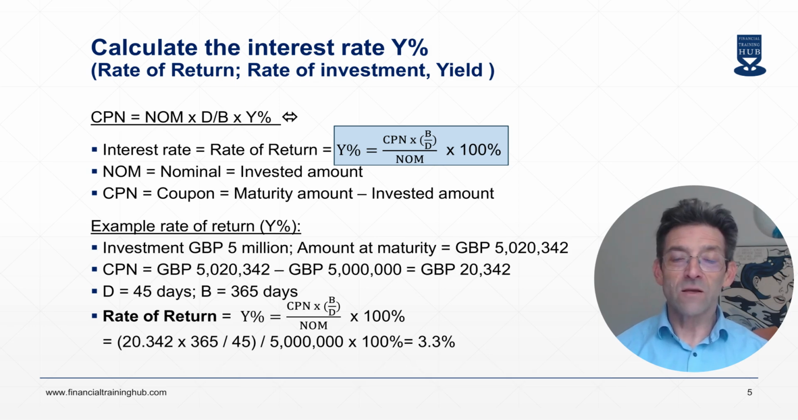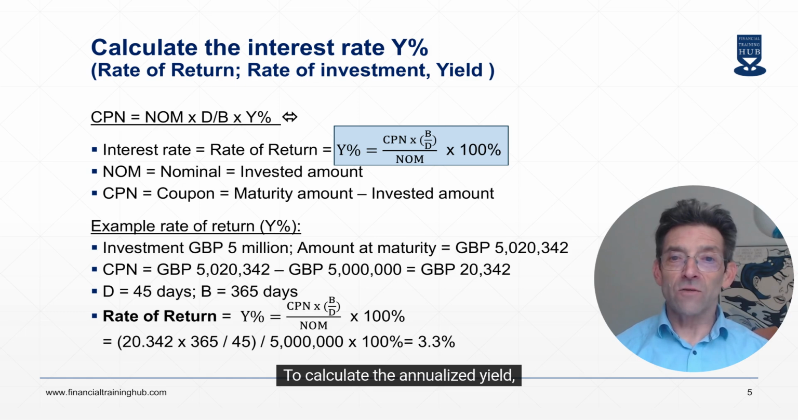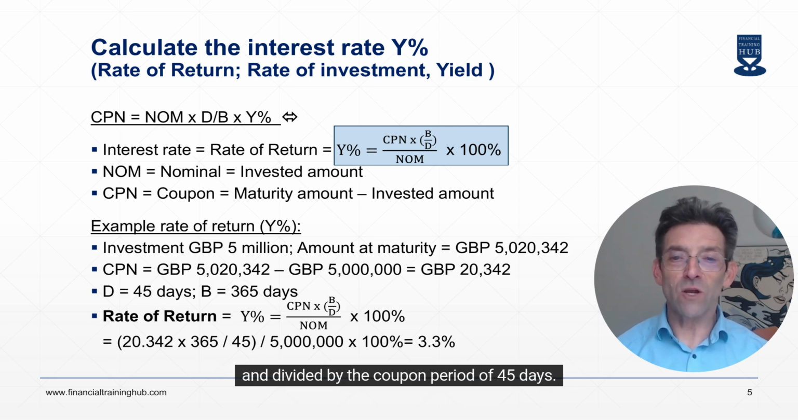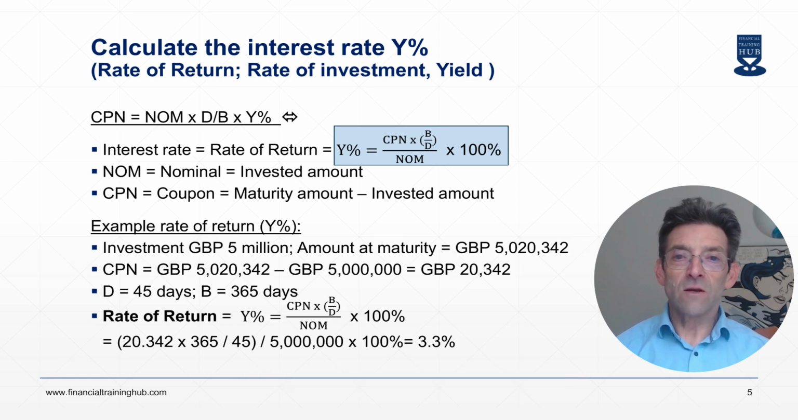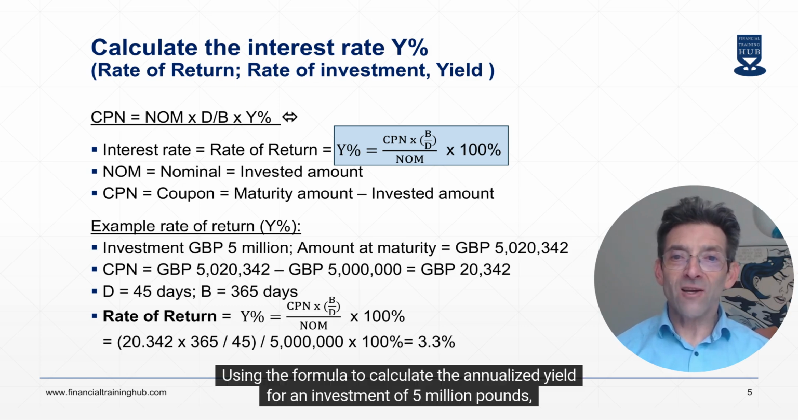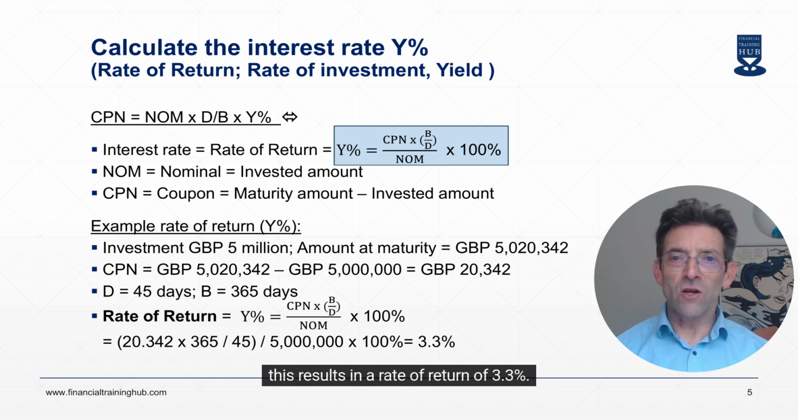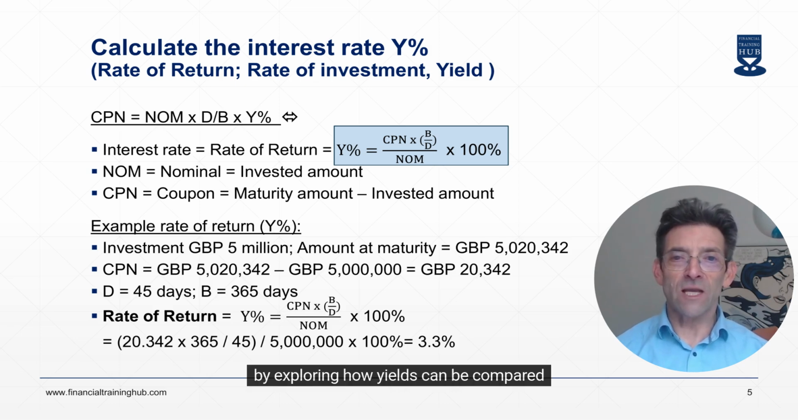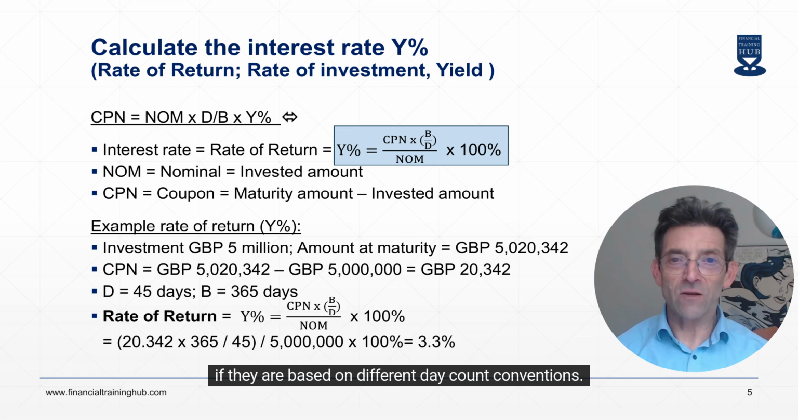To calculate the annualized yield, the coupon amount of £20,342 has to be multiplied with the year basis of 365 days and divided by the coupon period of 45 days. Using the formula to calculate the annualized yield for an investment of £5 million, this results in a rate of return of 3.3%. Let's continue by exploring how yields can be compared if they are based on different day count conventions.